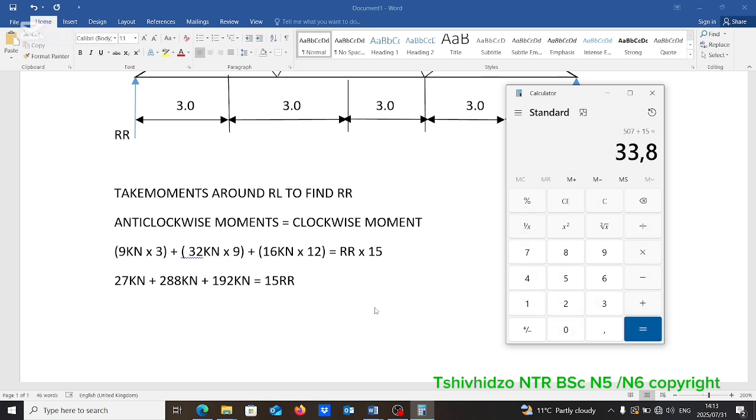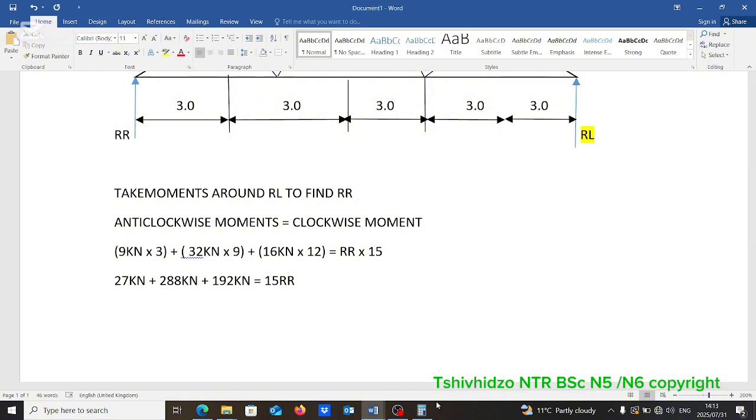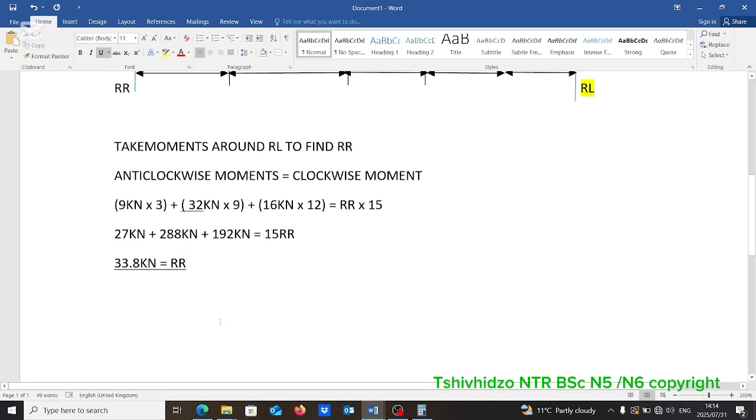Our answer is 33.8 kilonewton equals RR. This is our RR, 33.8. Let's go to RL.